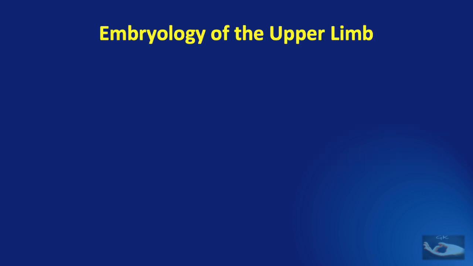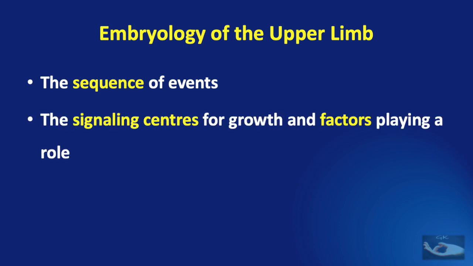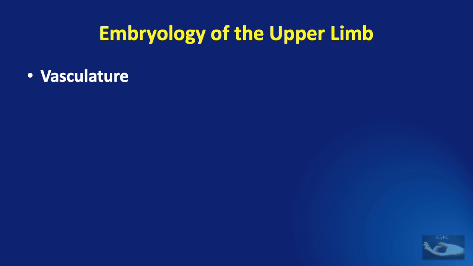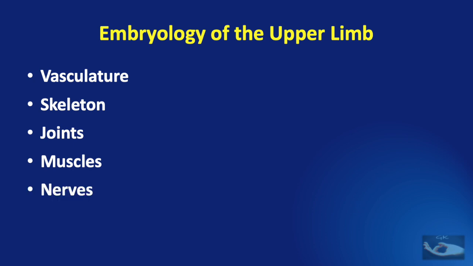So far, in trying to understand the basics of embryology of the upper limb, we have seen the sequence of events that occurs, the signaling centers for growth and the factors playing a role. But what about the embryogenesis of different parts of the upper limb? For instance, how does the vasculature, the skeleton, the joints, the muscles, the nerves and ultimately the hand, how do they develop? All these we shall see in the next video.